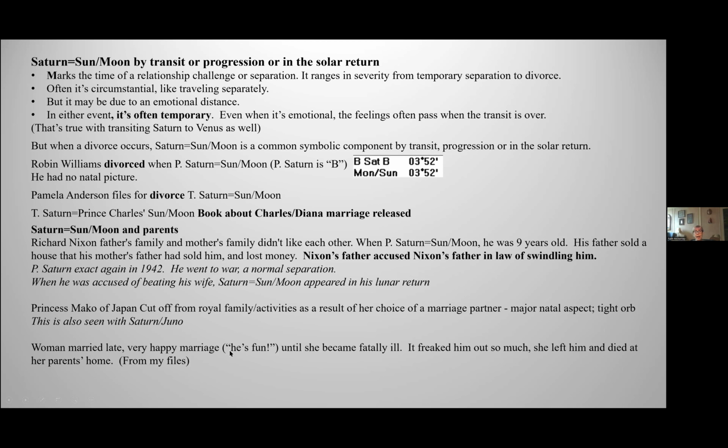And here's another example of a woman who married late. She had a very happy marriage. I remember her saying, "He's so fun." And then she became fatally ill. They were married for a number of years, and it was really lasting. And then she got really sick, and it freaked her husband out so much that she actually left him while she was dying. She went to her parents' house to die. That's an example from my files. She was just a wonderful woman, and she had Saturn equals Sun-Moon. She also had Venus conjunct the South Node in Pisces.